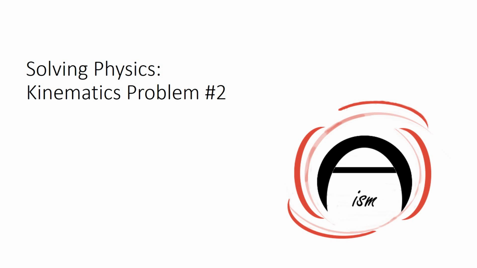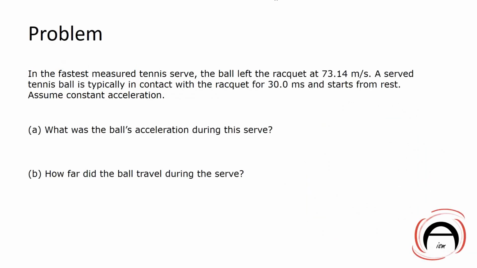So let's get started. The problem here is, in the fastest measured tennis serve, the ball left the racket at 63.14 meters per second. A served tennis ball is typically in contact with the racket for 30 milliseconds and starts from rest. Assume constant acceleration. Part A is, what was the ball's acceleration during the serve? And part B is, how far did the ball travel during the serve?